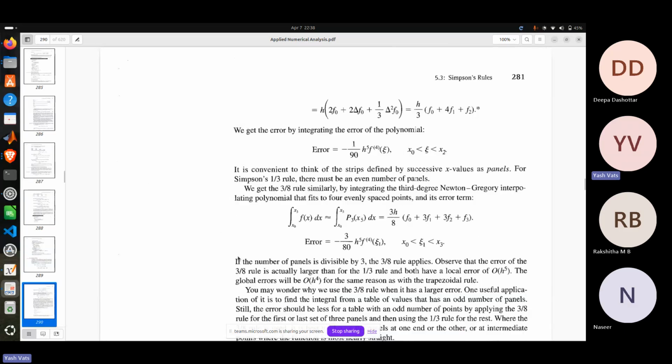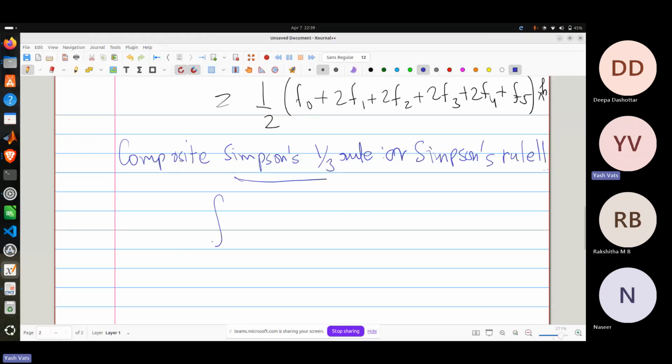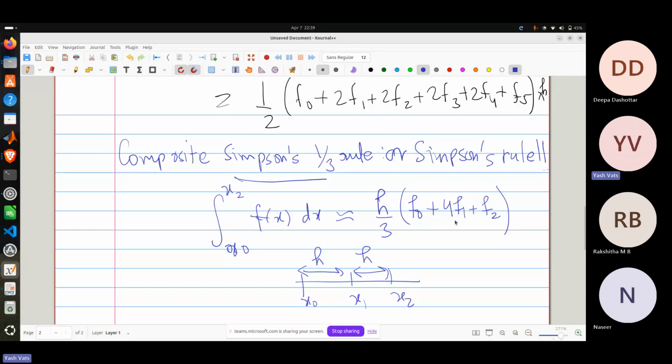So here is the Simpson's 1/3 rule, which says h/3 times (f0 plus 4f1 plus f2). So I just write here: the integration from x0 to x2 of f(x) dx is approximated as h/3 times (f0 plus 4f1 plus f2). Yes. So here 3 points are considered, x0, x1, and x2, where the distance between them is h, and this is h as well. So this is the Simpson's 1/3 rule.